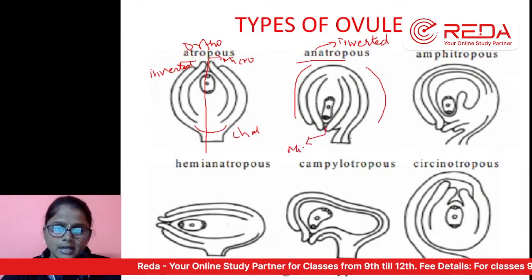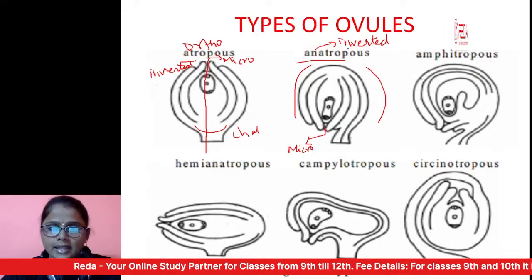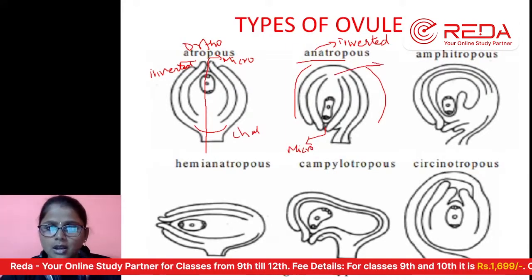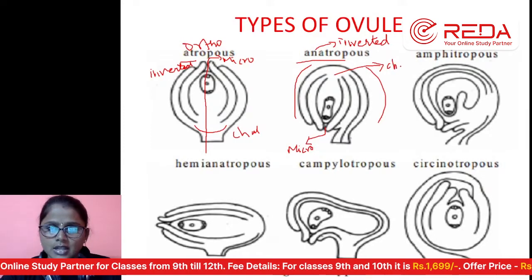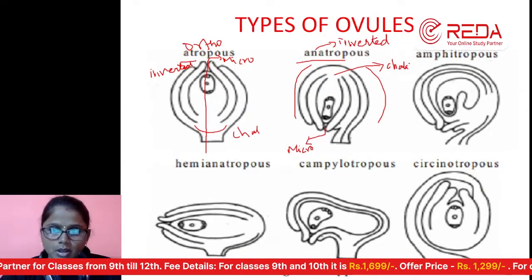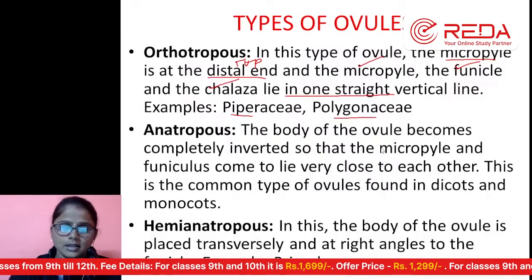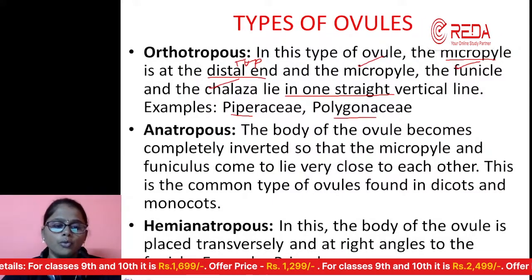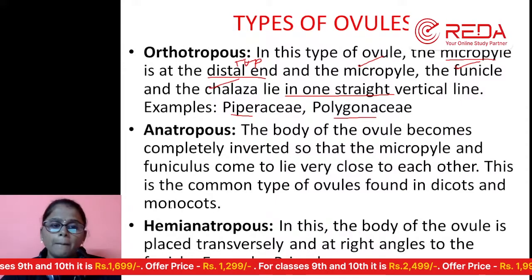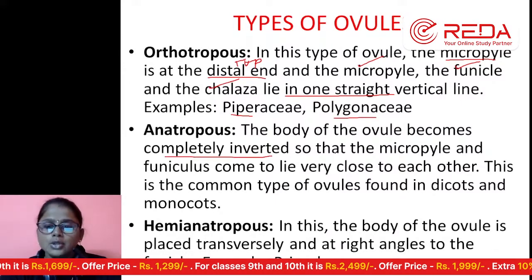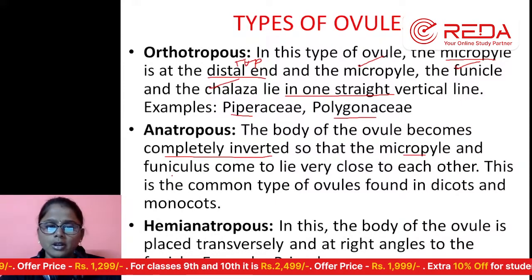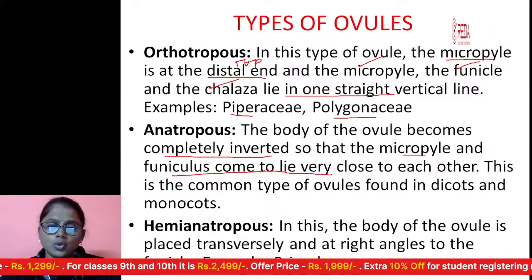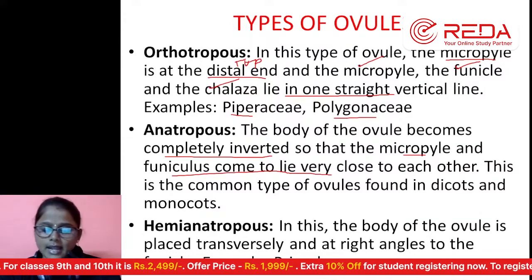So that is present at the bottom and the chalazal region is present at the distal end. Okay. So anatropous: here the body of the ovule becomes completely inverted, so the micropyle and the funicle lie very close to each other. You can see that in the picture.